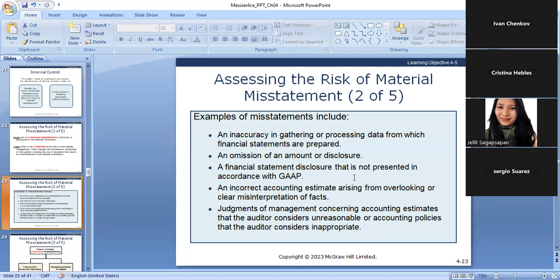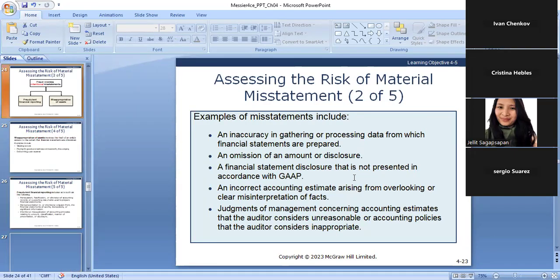Judgment by management concerning accounting estimates that the auditor considers unreasonable, or accounting policies that the auditor considers inappropriate. First, estimates that the auditor considers unreasonable would probably be the allowance for doubtful accounts. The auditor might disagree with your judgment. The accounting policy can be the treatment of inventory, how you assess the inventory. You're going with first in, first out, when maybe the weighted average would be more appropriate for the inventory that you're running, something like that.